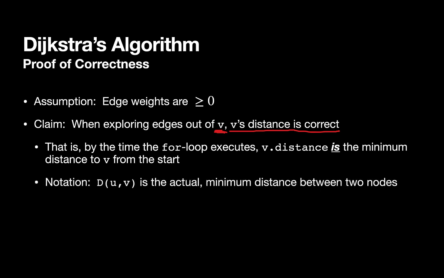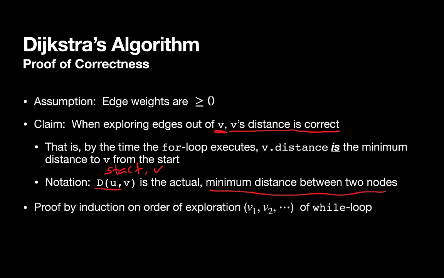So we're also going to introduce some notation here. We'll think of the function D as giving the actual true minimum distance between two nodes. We'll almost always be thinking about this in terms of the start to some vertex V, but there'll be one other example too where we consider it between two vertices. Okay, so just like most of our proofs, we'll do a proof by induction. Remember that induction is about associating elements with the natural number line in some way. In this case, we'll think about the order in which we go through the vertices as we remove them from the priority queue. So that will be the sequence that we're progressing through.